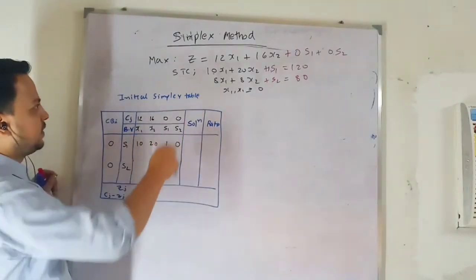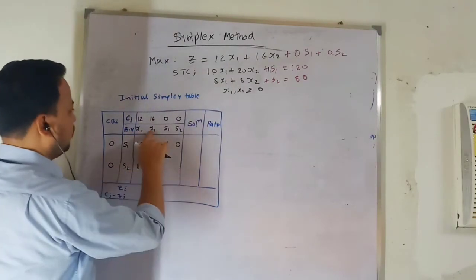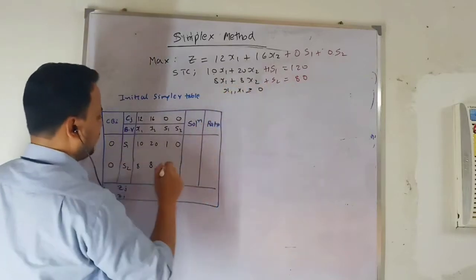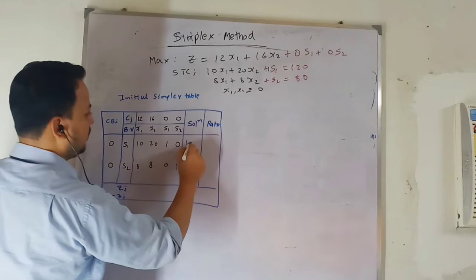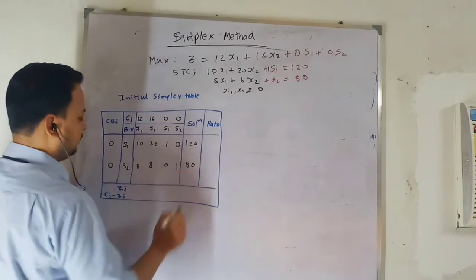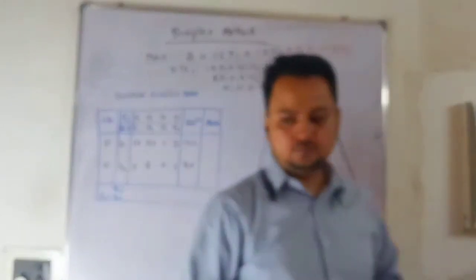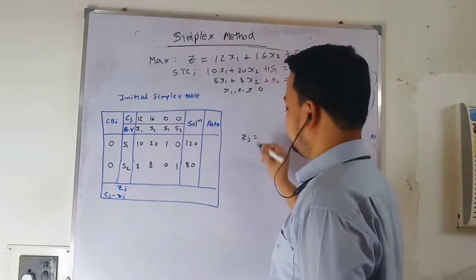Okay, similarly for the second one, the coefficient for x1 is 8, for x2 it is 8, I don't have s1 in the second equation so it will be 0, and s2 is 1. Okay, solution value is 120 and 80. Now I have to find the value of Zj.